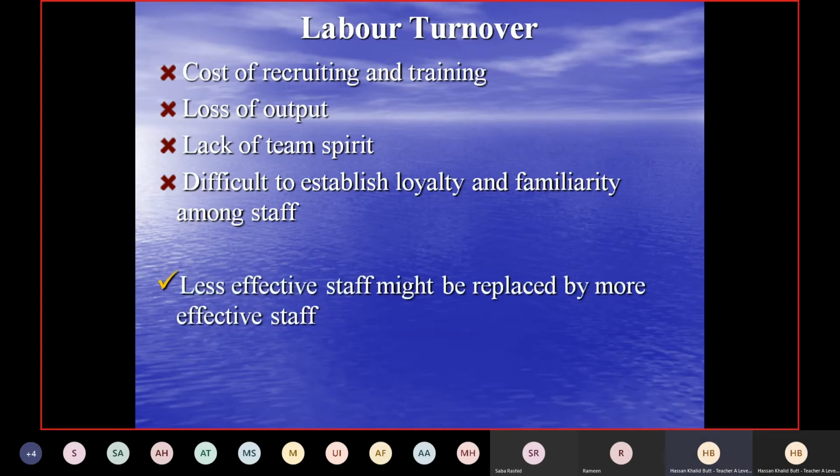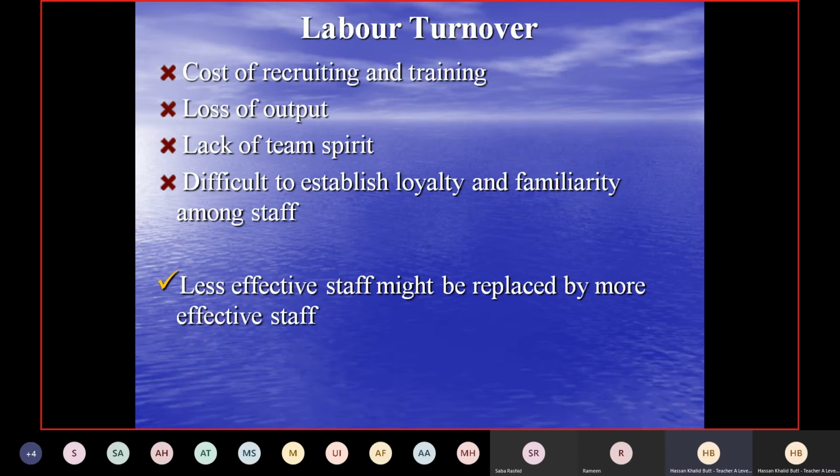Okay, now advantages. Less effective staff might be replaced by more effective staff. So that is an advantage. For example, you are fed up with certain workers, but they are all the time making excuses, and you do not have any solid evidence to terminate them. Now if they leave themselves, there is an opportunity for you to hire better workers who can replace them in a much better way, right?